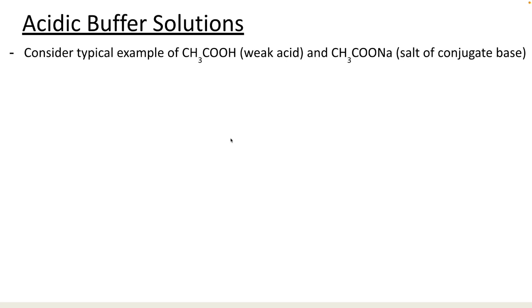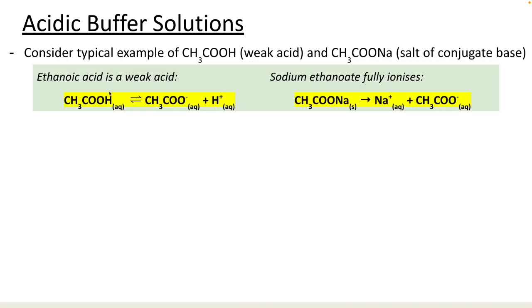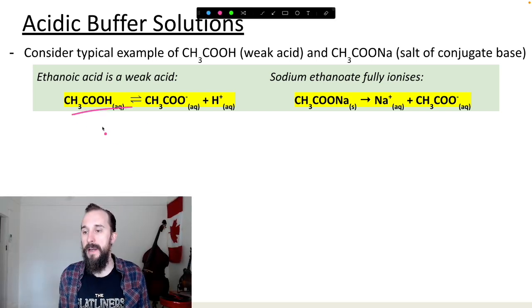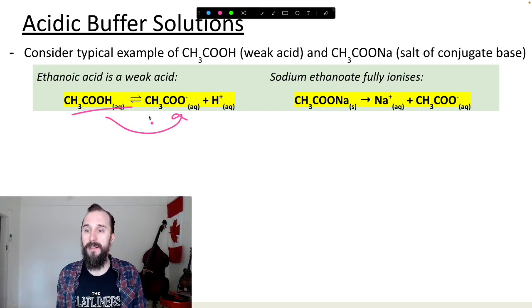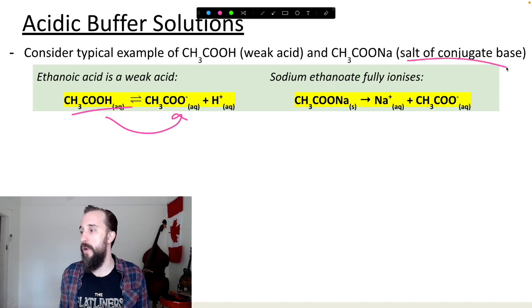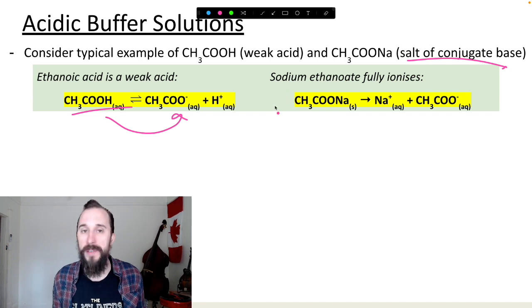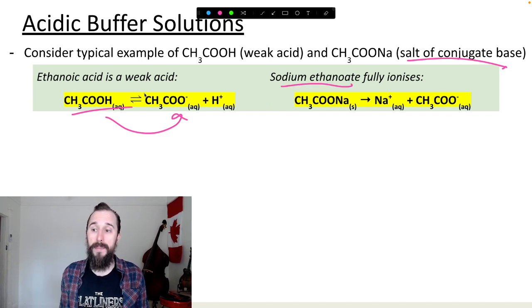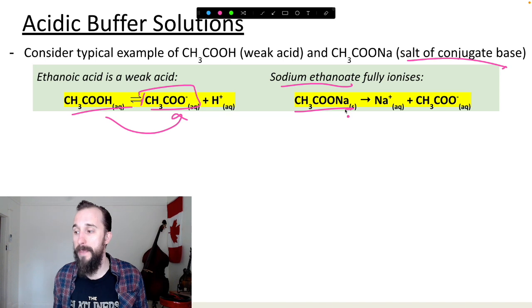So let's begin with the acidic buffer solutions. Let's consider this by considering a typical example. So we need a weak acid, so we can use ethanoic acid and the salt of its conjugate base. Well, let's look at the weak acid equation first of all. So we've got the ethanoic acid and we've got the conjugate base. So we need a mixture of both the weak acid and a salt of its conjugate base. So let's use something like sodium ethanoate, that being the conjugate base there. We get the salt of its conjugate base.